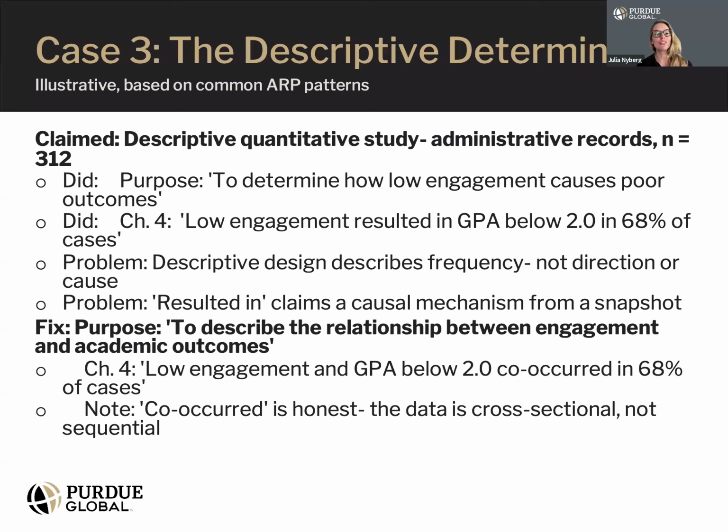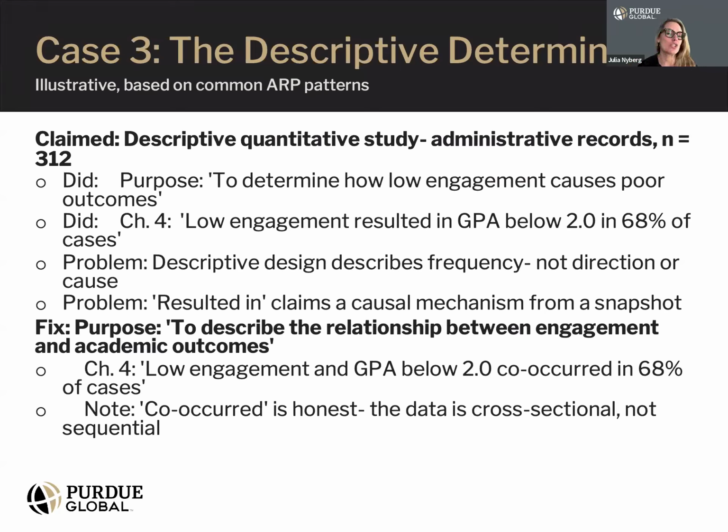But the original language, low engagement resulted in a GPA below 2.0, claims that low engagement came first and produced low GPAs. Cross-sectional administrative records cannot show that sequence. You have a snapshot of both variables, GPA and engagement, at the same moment. You do not know which came first, and you cannot claim that one produced the other.